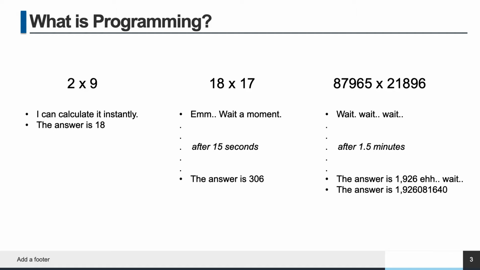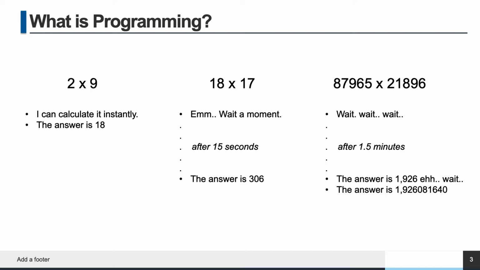Imagine that you've been given a task to calculate the multiplication of two single-digit numbers. For example, 2 times 9. I believe that most of us can calculate it almost instantly, and we know the answer is 18.